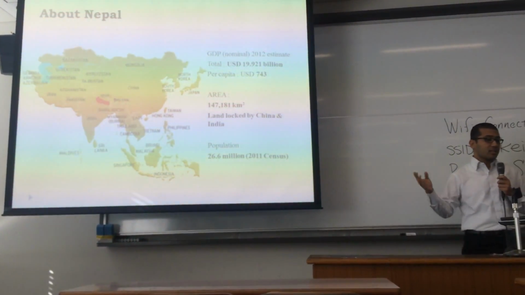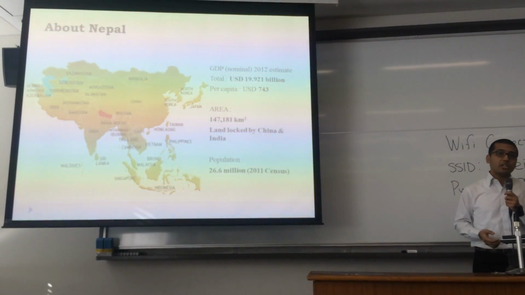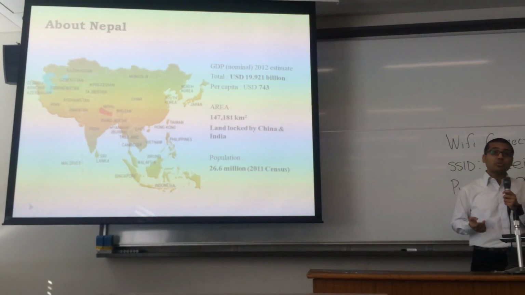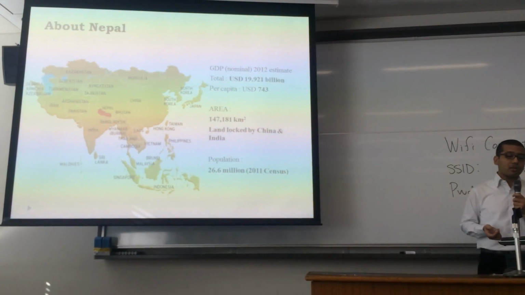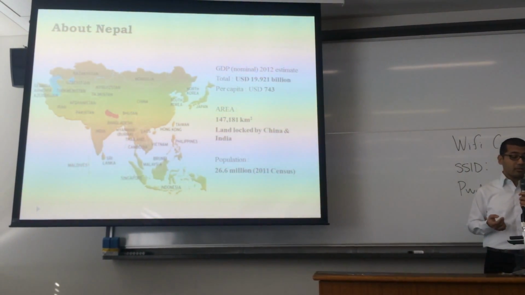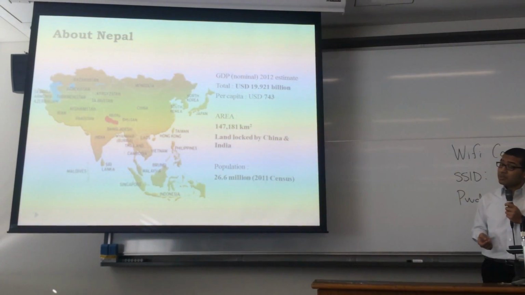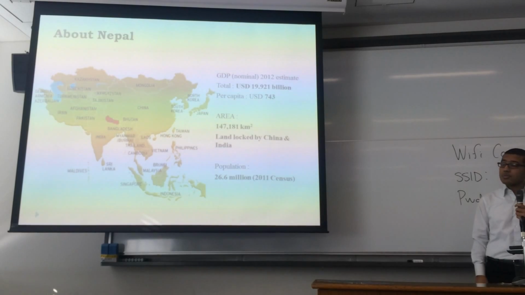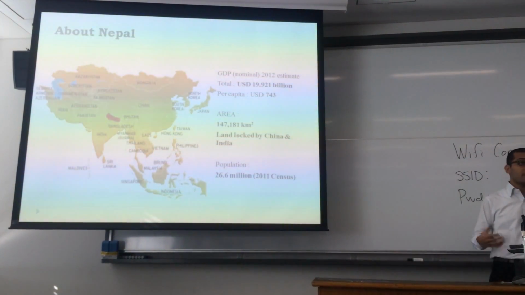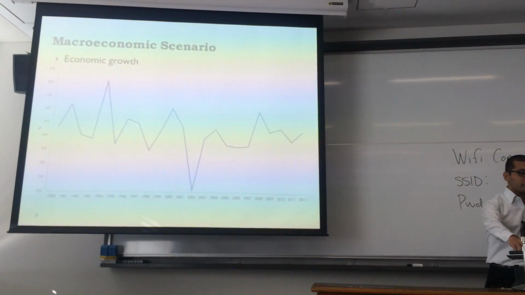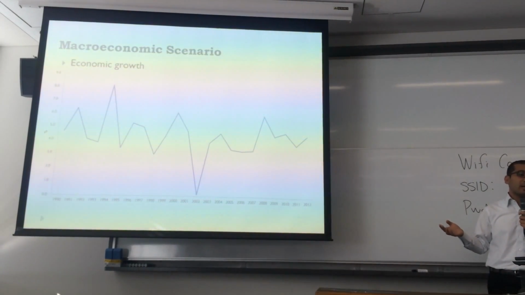About Nepal, it's a South Asian country surrounded by India and China, between the two large economies, and it has an area of 147,181 square kilometers, and it has a population of 27 million, and this is just a brief introduction of my country. Let me show you some big facts and figures about my country.